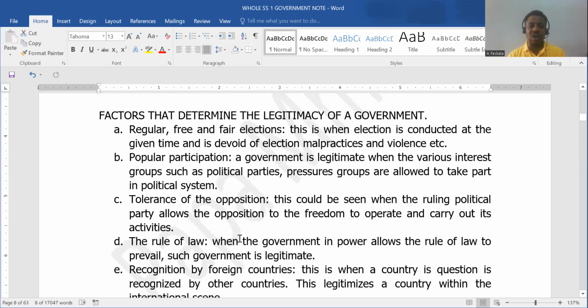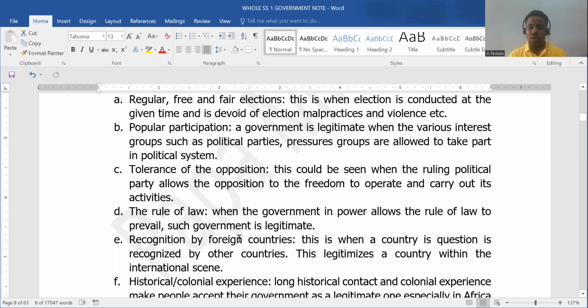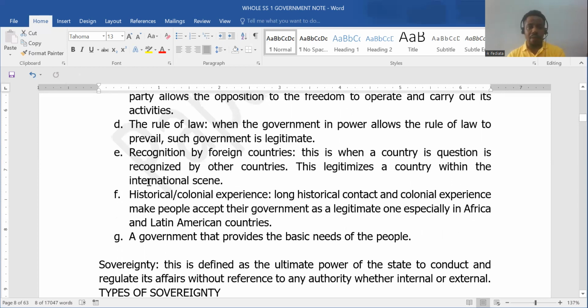Also, the government is legitimate if it allows for the rule of law to thrive. The rule of law simply means that the law is bigger than every other person in the land, that the law is in charge. Both the rulers and the led must take their cue from and follow the dictates of the law. If the country is recognized by other foreign nations, right? It gives that government legitimacy. And if the government provides the basic needs of the people, right? So let's go into sovereignty and see.